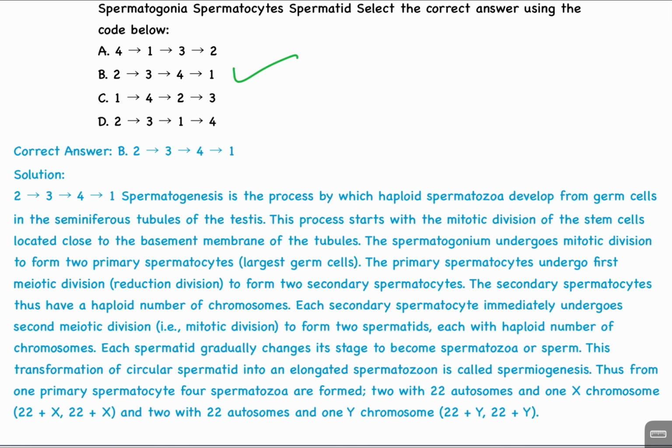The secondary spermatocytes thus have a haploid number of chromosomes. Each secondary spermatocyte immediately undergoes second meiotic division to form two spermatids, each with haploid number of chromosomes. Each spermatid gradually changes its shape to become a spermatozoa or sperm. This transformation of circular spermatid into an elongated spermatozoa is called spermiogenesis. Thus, from one primary spermatocyte, four spermatozoa are formed: two with 22 autosomes and one X chromosome, 22 plus X, and two with 22 autosomes and one Y chromosome.